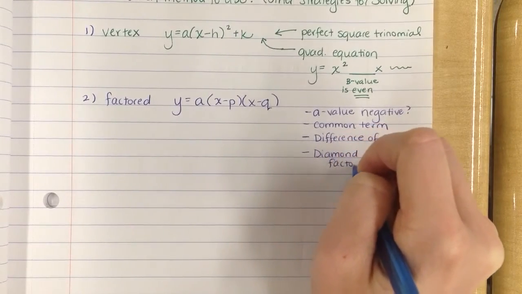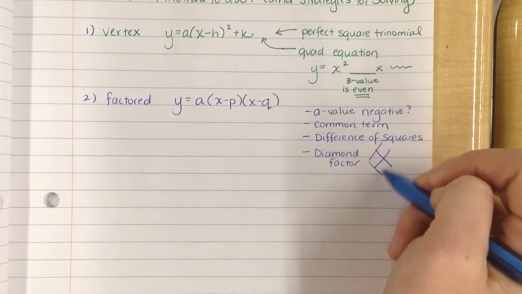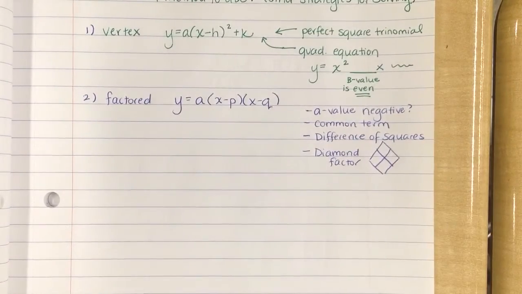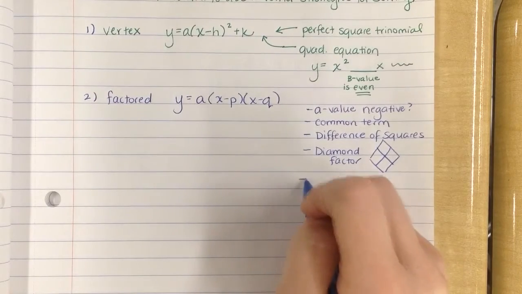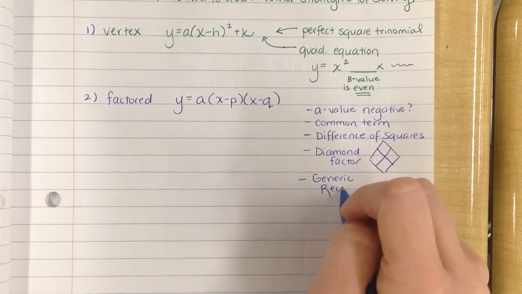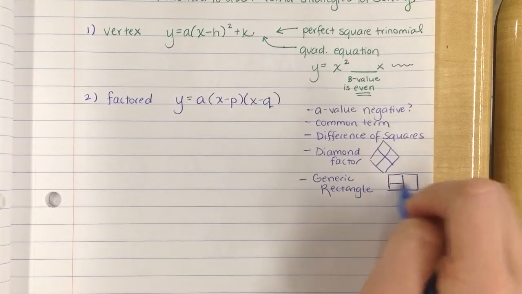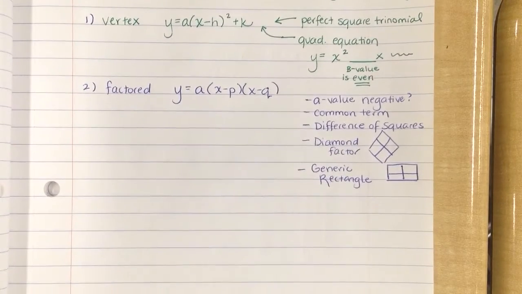to see if the problem can actually be factored. If it can be factored, we would then go and do our generic rectangle in order to find the two different factors.